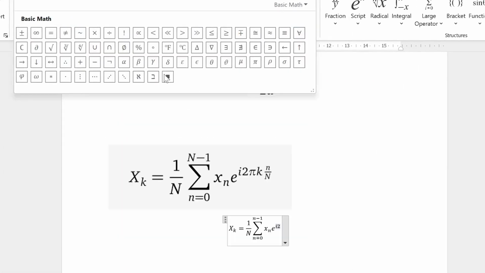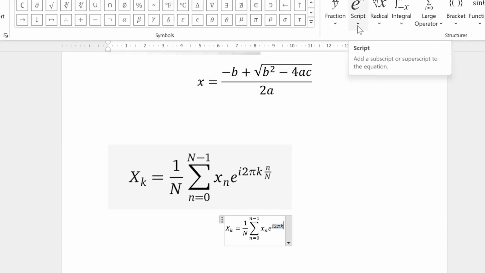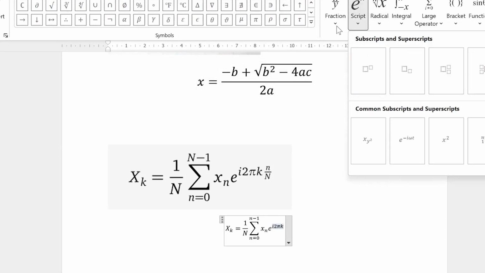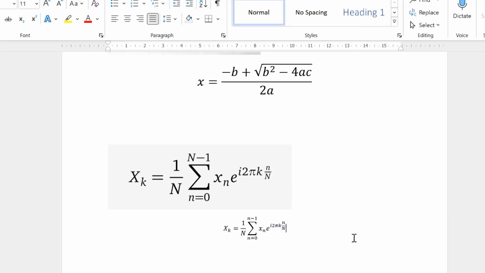This is basic math, so we can see pi over here, 2 pi k n, and then k, then we have another fraction, n over N. Okay, so we have a fraction, which is a normal fraction, and then we can just write small letter n by capital letter N, and this concludes the equation very easily. And you can select everything and make it bigger to have a clear understanding of how the equation is going to look.